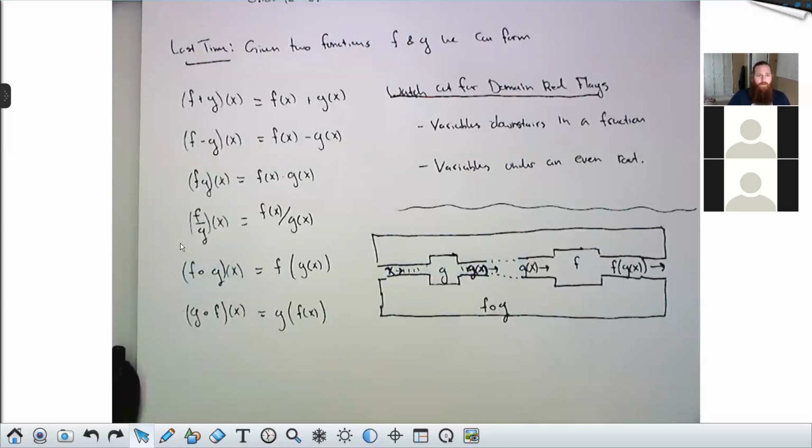So f∘g, f of g of x, takes your input x, does g to it, and then takes that output and puts it in as an input for f. So that's the human centipede thing. The output for g becomes the input for f. So the end of g is sewn to the mouth of f, and the result is this composite function.